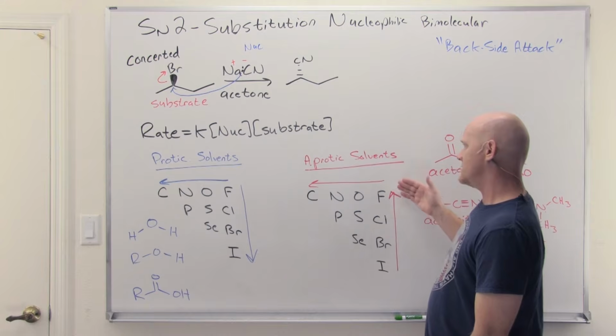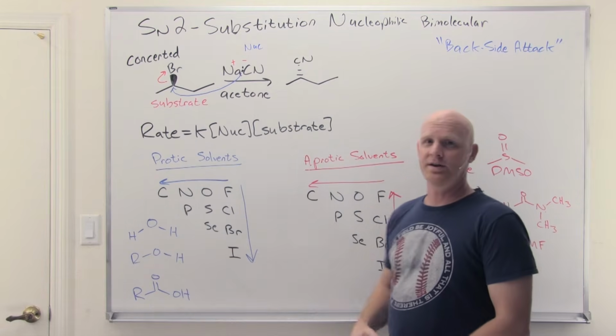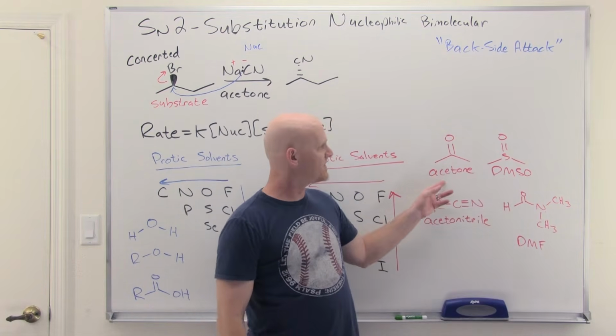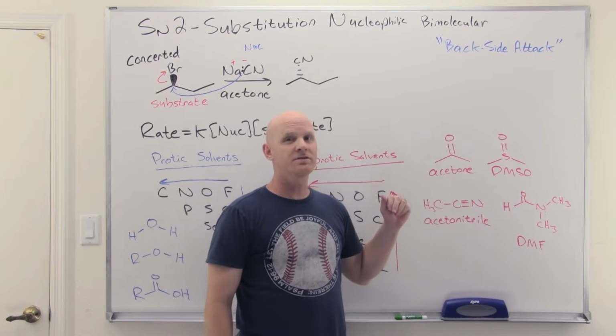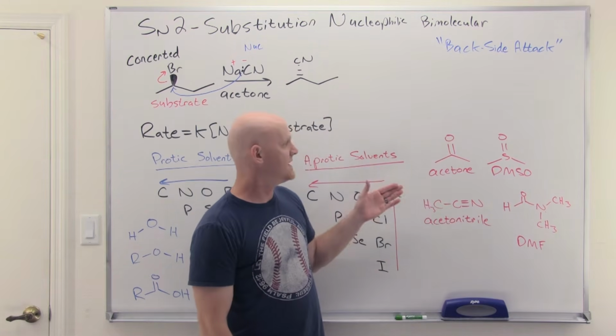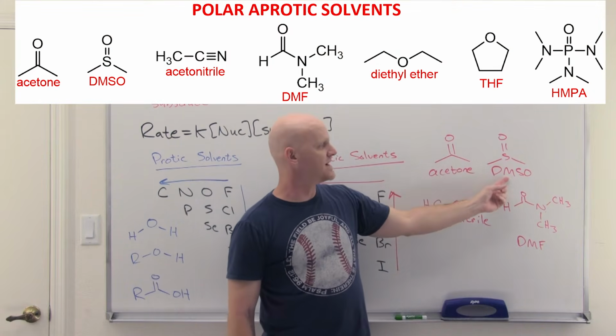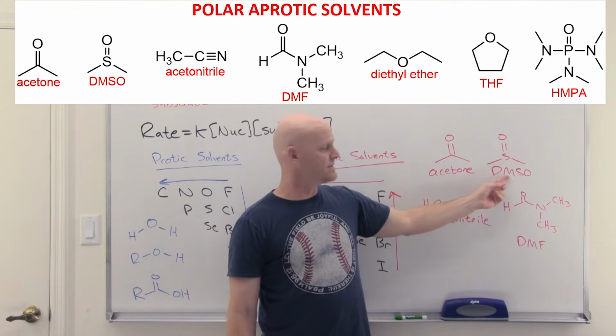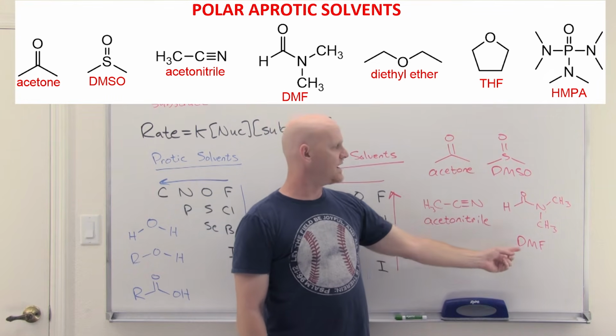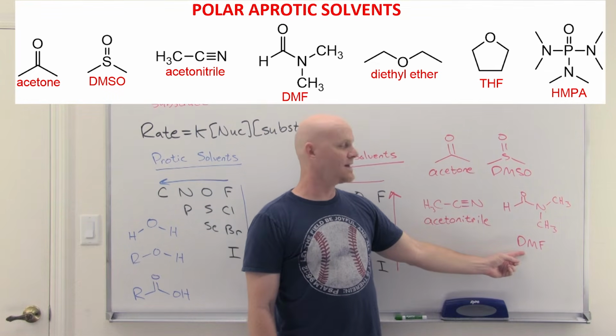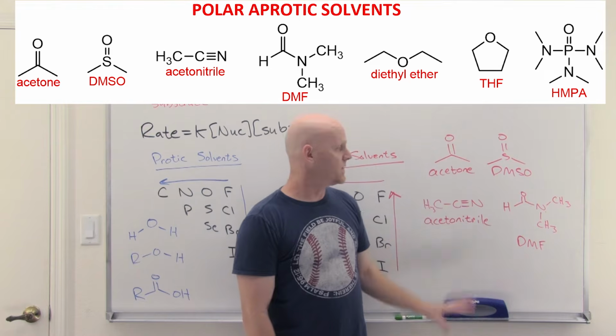Whereas aprotic solvents, again, are ones that are not capable of hydrogen bonding. So in many classes, you got to not only know the identities of a variety of aprotic solvents, but you got to know their structures as well. In this case, the four most common polar aprotic solvents are acetone, dimethyl sulfoxide, aka DMSO, acetonitrile here, and then dimethyl formamide, aka DMF. Cool, and these are the four most common.